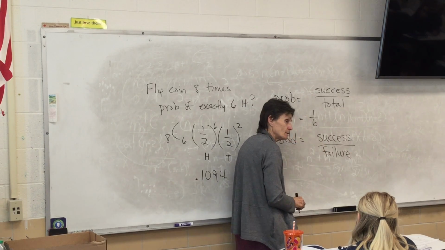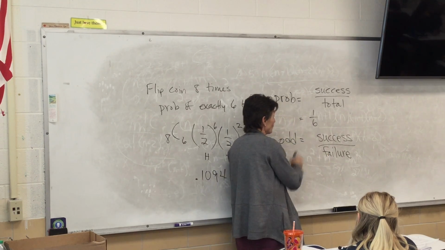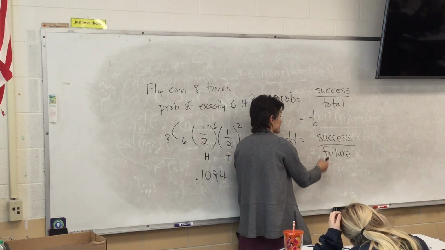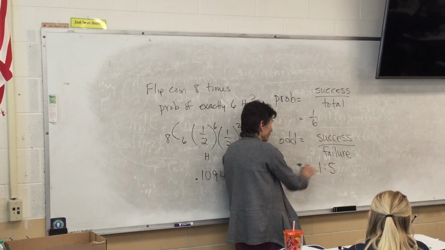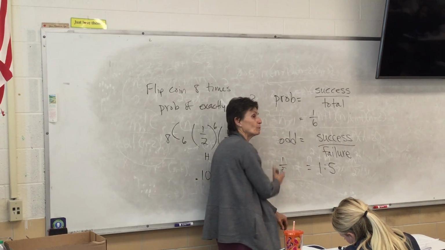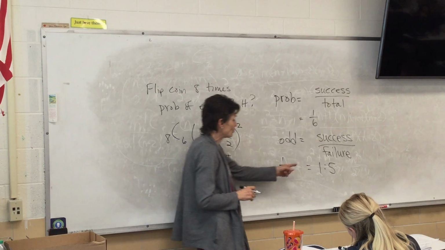Success over failure. If the probability is 1/6, then the odds would be 1 to 5. We normally write it like that. The fraction form would be 1/5, but odds are usually written this way.